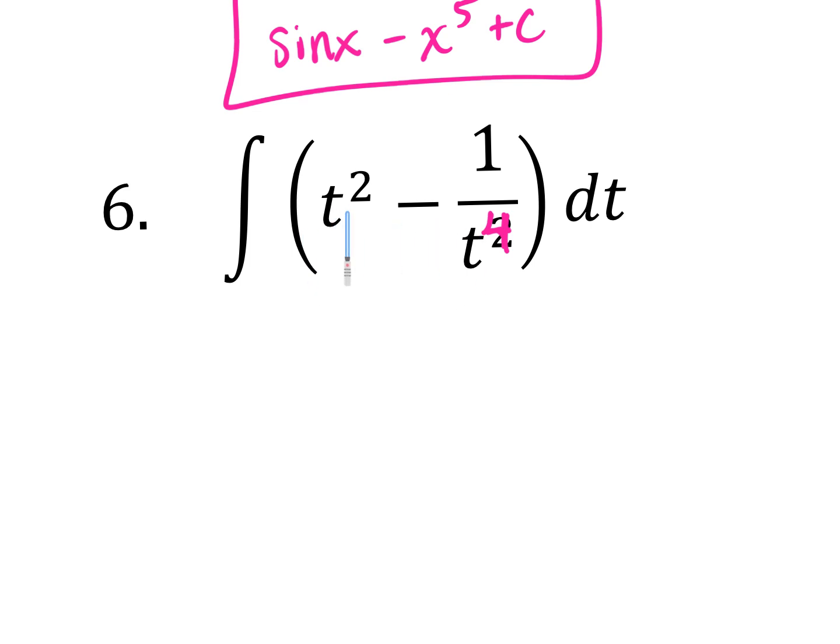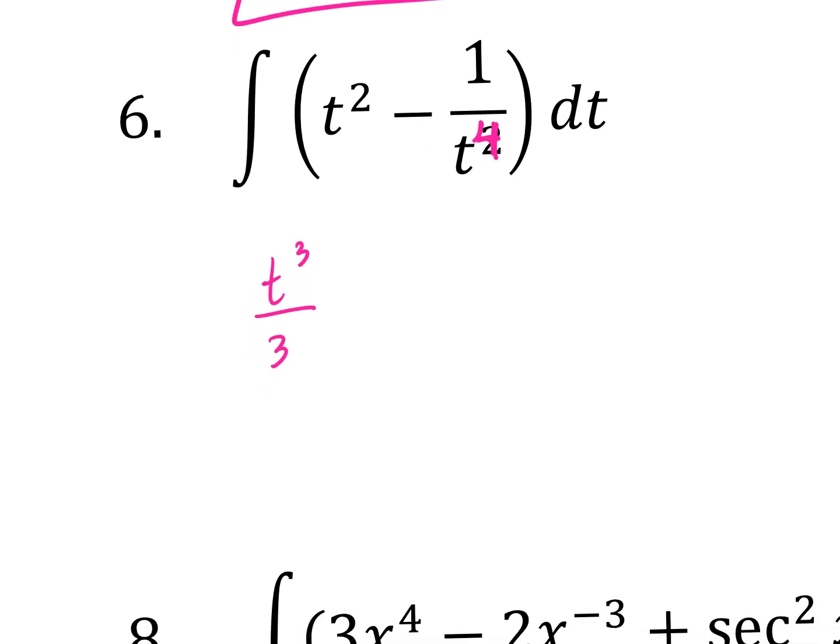Guys, go add 1 to this exponent. t to the 3rd. What are we going to divide that by? 3. Now, Miss Meister is going to write that as t to the 3rd, and she's going to put a 1/3 in front. Are these equivalent? Absolutely. Does it matter which one you do? No. But I'm just letting you know, she likes to write it that way. I'm a divided by 3 because that's how I learned it in high school kind of person.